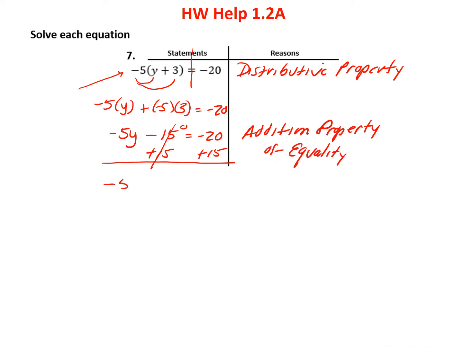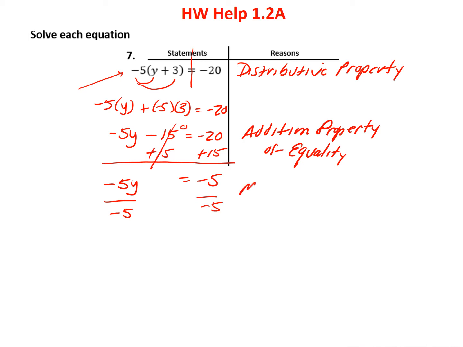So we're left with minus 5y on this side, that goes to 0, equals negative 20 plus 15 is negative 5. Now we have negative 5 times y. The opposite of multiplying by negative 5 is dividing by negative 5. Do not forget that we want to get rid of the negative 5, so we divide by negative 5.